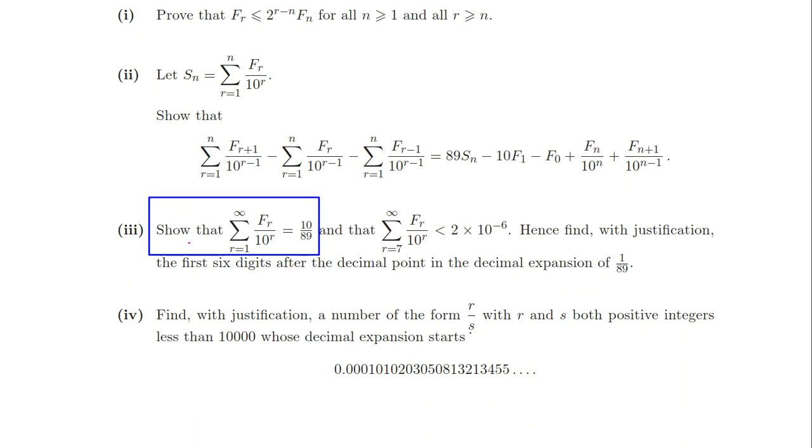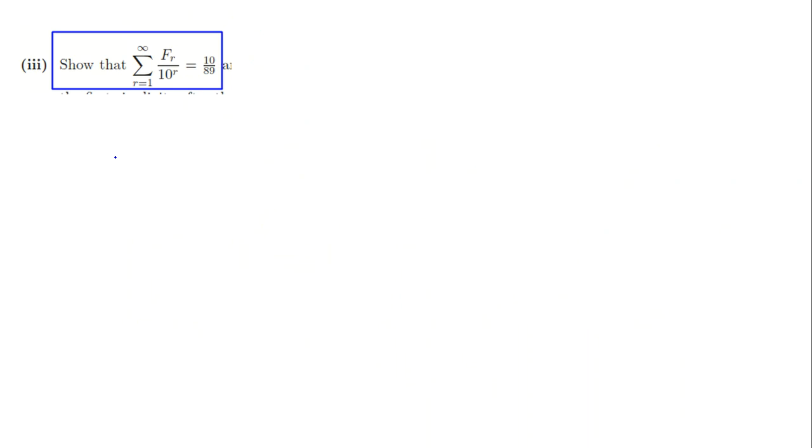Okay, let's focus on part 3, this part. Now I want to show you how you should use a recursive sequence and how you can find something inside itself. It is f1 over 10 to the 1 plus f2 over 10 squared plus f3 over 10 cubed plus f4 over 10 to the 4 and so on. We call this one S, and we want to prove S is 10 over 89.